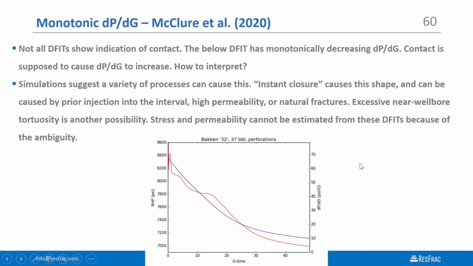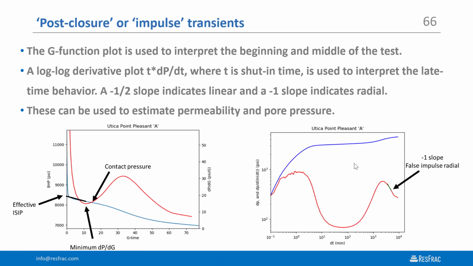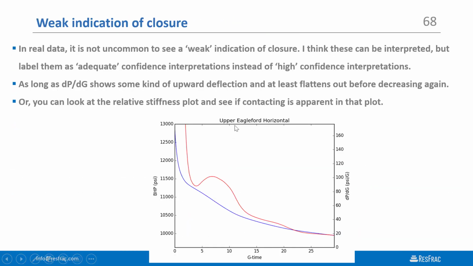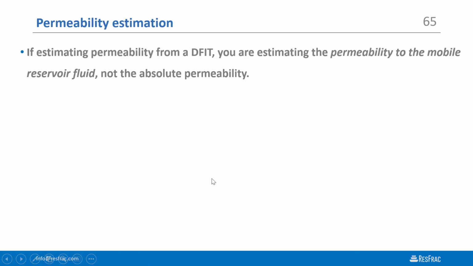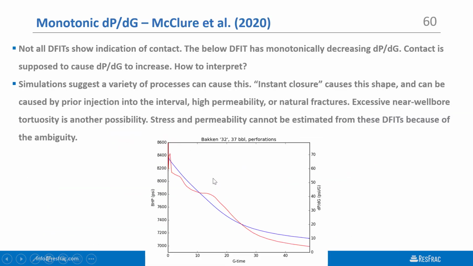All right. Now, what about this DFIT? This is a tricky DFIT. This is from the Bakken, and the red line is dPdG, pretty much going down the whole time. I argued again, I showed this example from the Upper Eagleford, where with dPdG there wasn't a great separation, but sometimes there's just nothing, right? So how do we explain this?